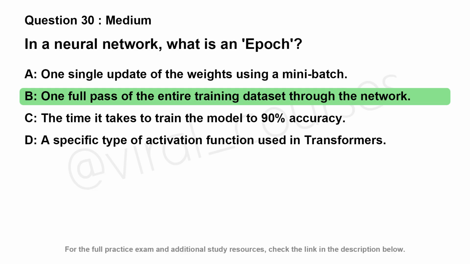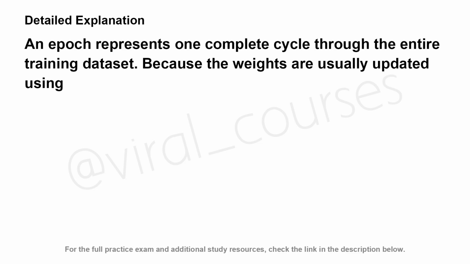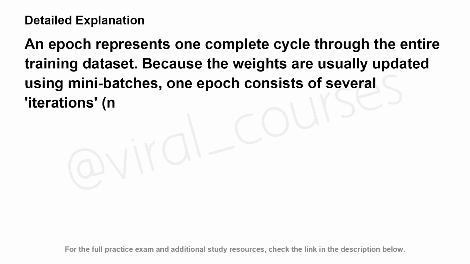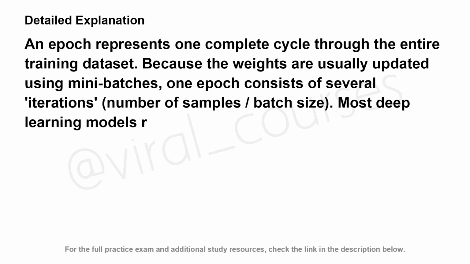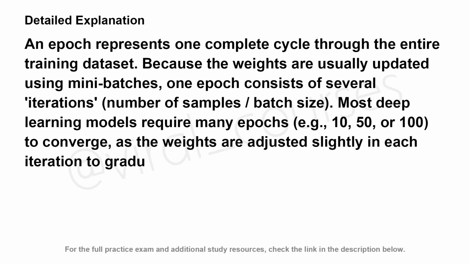The correct answer is B. An epoch represents one complete cycle through the entire training dataset. Because the weights are usually updated using mini-batches, one epoch consists of several iterations: number of samples divided by batch size. Most deep learning models require many epochs, e.g., 10, 50, or 100, to converge, as the weights are adjusted slightly in each iteration to gradually minimize the error.